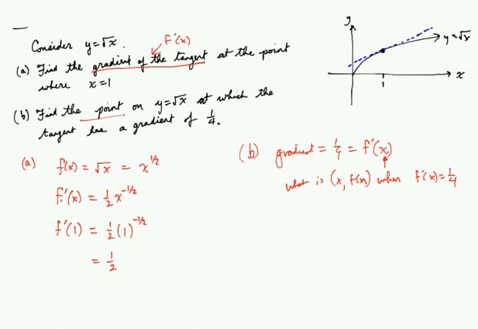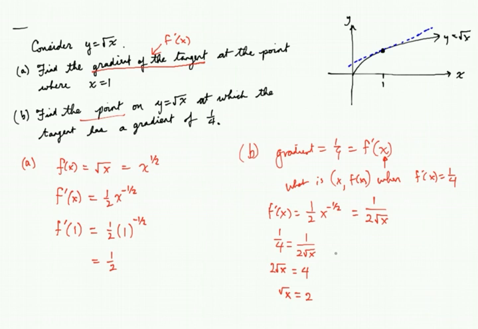Since I have a formula over here for f prime of x, f prime of x is going to be equal to 1/2 x to the minus 1/2, which, let's make this a little bit easier to read, is 1/2 root x, just using laws of exponents. So 1/4 is equal to 1/2 root x. If I cross multiply, I get 2 root x is equal to 4. So root x is equal to 2.